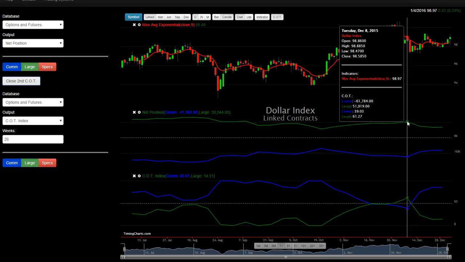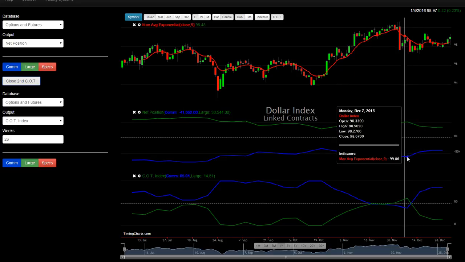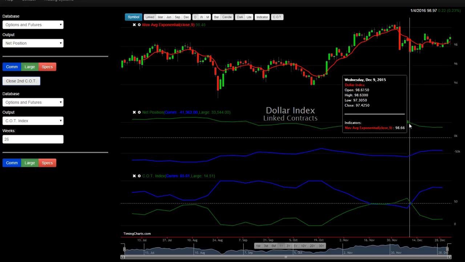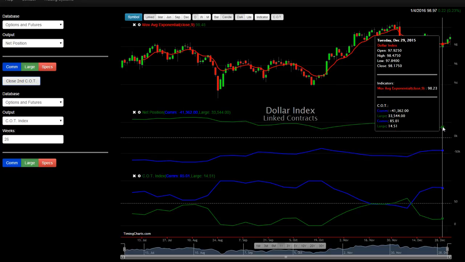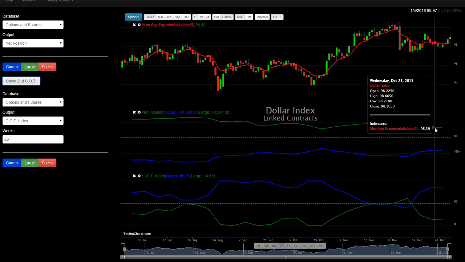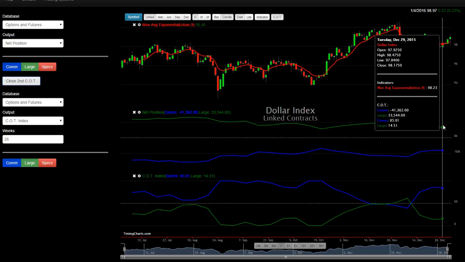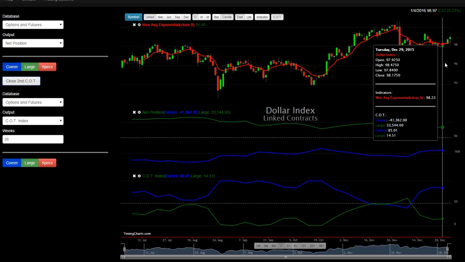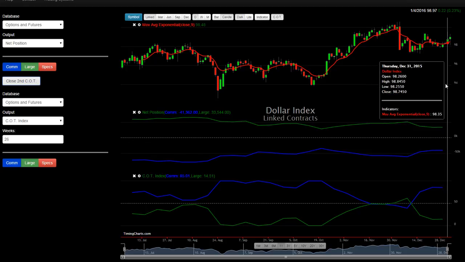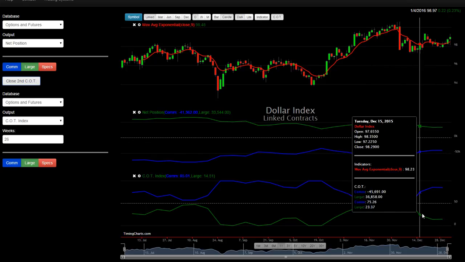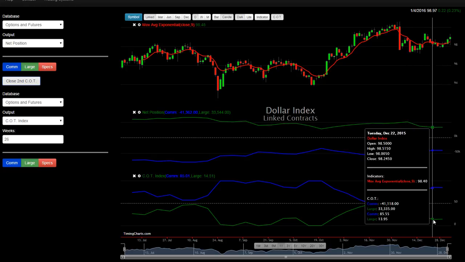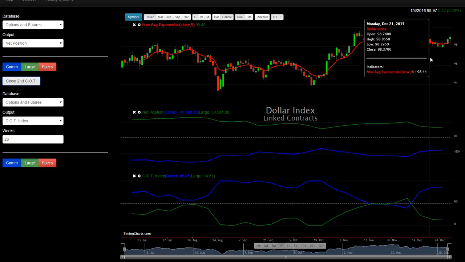Now you can see right here that large speculators were unwinding and commercials were unwinding, and right here they're starting to go long. Large speculators were at 33,544, and last week they were at 33,335, so they're slightly building a position. Let's see how this week ends and how the report comes out. As you can see here with the index, there's a nice little bottom, and it looks like it wants to trend higher.